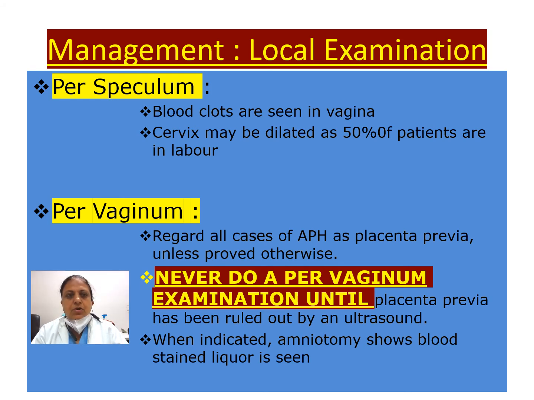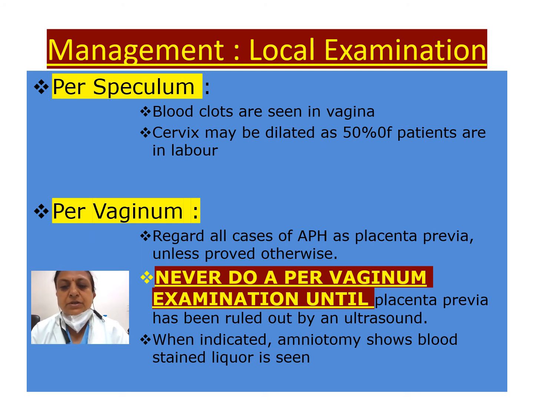Local examination. On per speculum examination, blood clots are seen in the vagina, and the cervix may be dilated as 50% of patients are in labor. Then on per vaginal examination, always remember, regard all cases of APH, that is antepartum hemorrhage, as placenta previa unless proved otherwise. Never do a per vaginal examination until placenta previa has been ruled out by ultrasonography. When indicated, amniotomy shows blood-stained liquor.